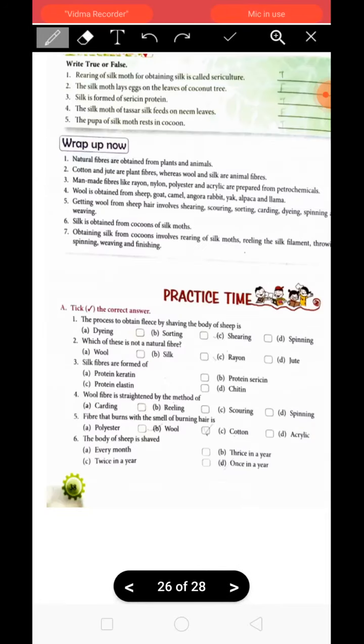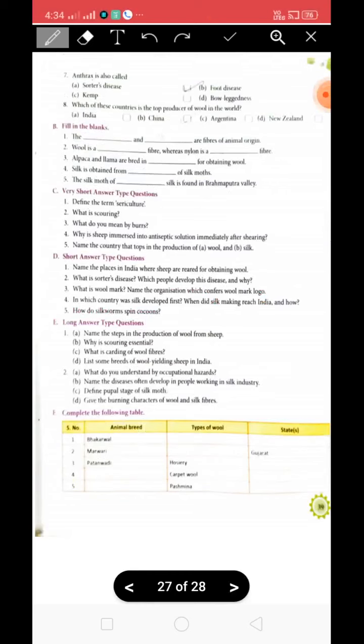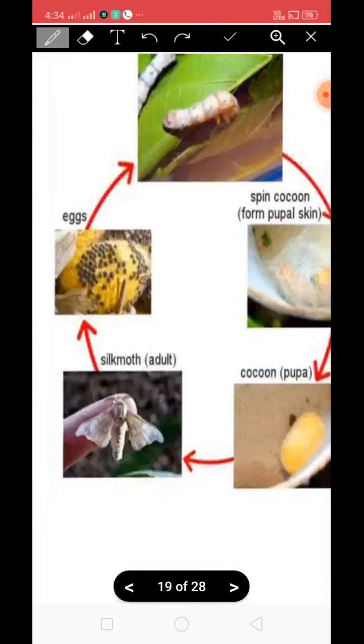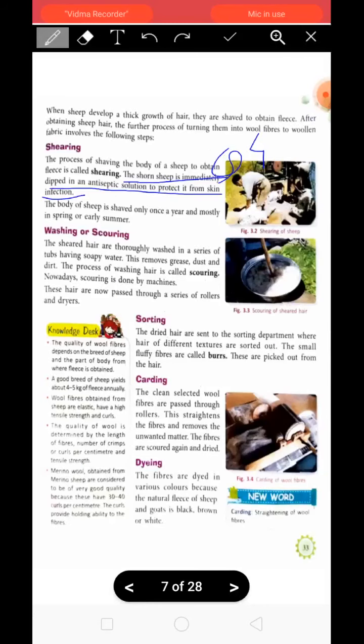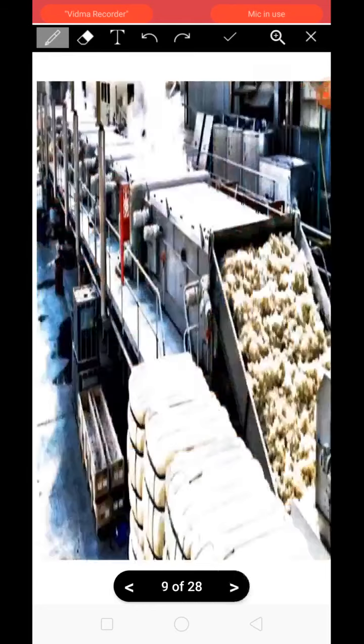Question number 1B. Why is scouring essential? Scouring is essential to remove dirt, grease and pollutants from the fleece so that the value of the fleece can be increased. Next is question C. What is carding of wool fiber? You will write all the things written in the carding portion. Carding is given. You will write the whole from here to here. Understood?